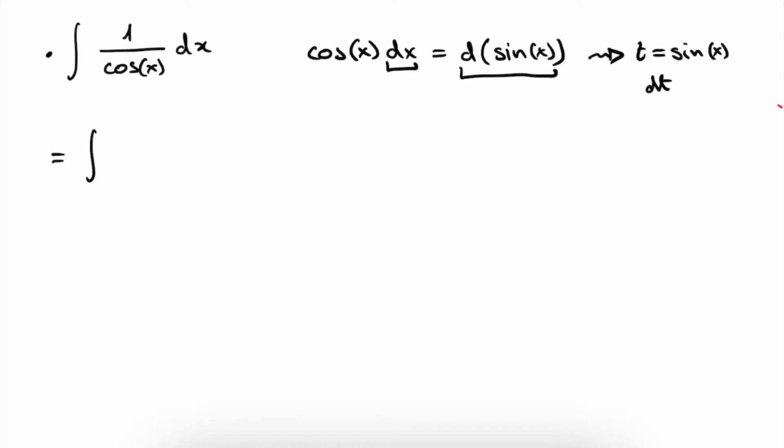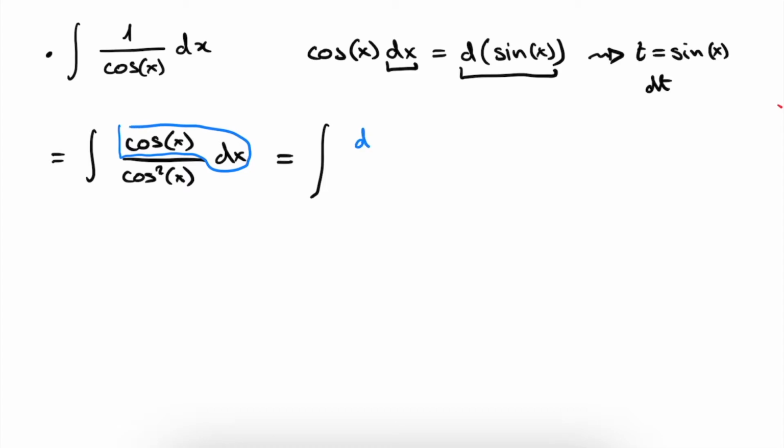The first step is to multiply our fraction with both cosine of x in the denominator and in the numerator. So basically what we've done is we've multiplied by 1, but simply we've written 1 as the cosine of x divided by the cosine of x. And then we get this integral right here. And now we see that we can use this trick because we have cosine of x dx in the numerator, which we can now rewrite as d of the sine of x. So let's rewrite cosine of x dx as d of the sine of x. And of course, we should not forget that in the denominator we have the cosine squared of x.